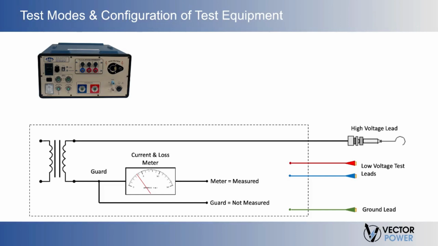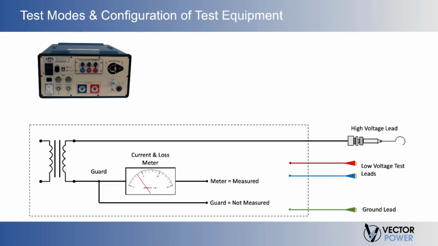All right, now, Kirchhoff's current law states that all current leaving must return. Therefore, all current leaving the test set through the high voltage lead must return to the unit, either through the low voltage test lead, the red or the blue lead shown here, or the ground lead.